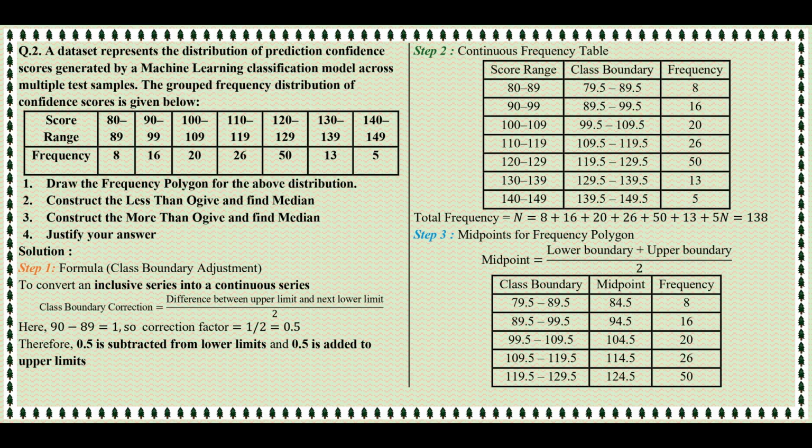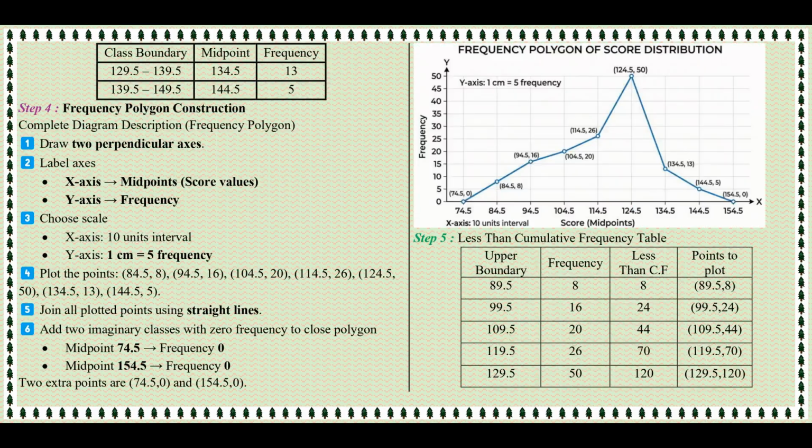Now let us find the total frequency. Total frequency n equals 8 plus 16 plus 20 plus 26 plus 50 plus 13 plus 5. So n equals 138. Next we find midpoints for the frequency polygon. The formula is midpoint equals open bracket lower boundary plus upper boundary close bracket divided by 2. So the midpoints are 84.5, 94.5, 104.5, 114.5, 124.5, 134.5, and 144.5.